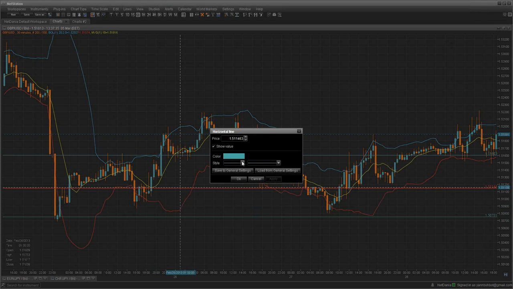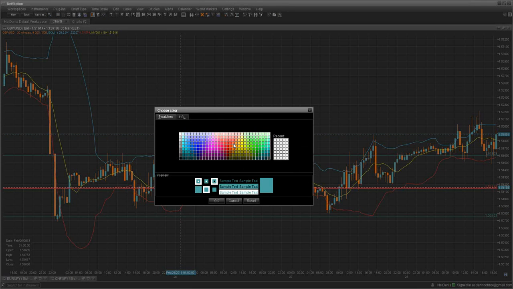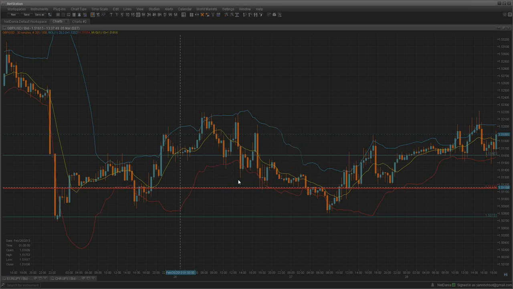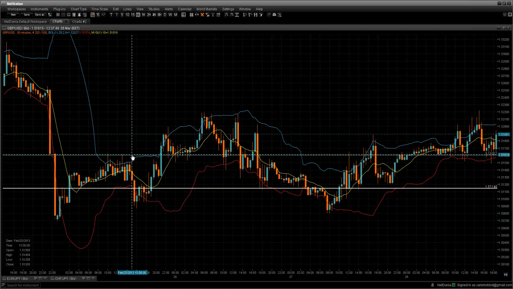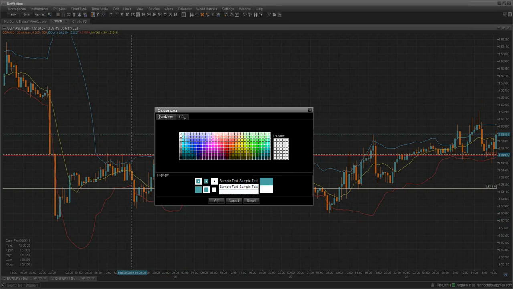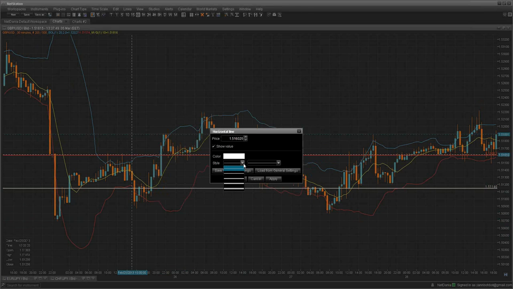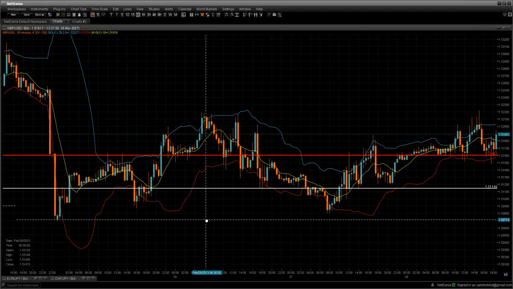So I'm just going to make it a bit wider and change the color to something that we can analyze pretty well. I'm going to put it in white. Put them in white as well. Now remember, this is just a base strategy. I want you to grasp the idea of it.